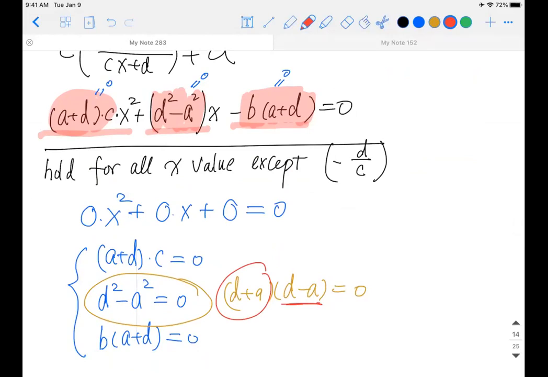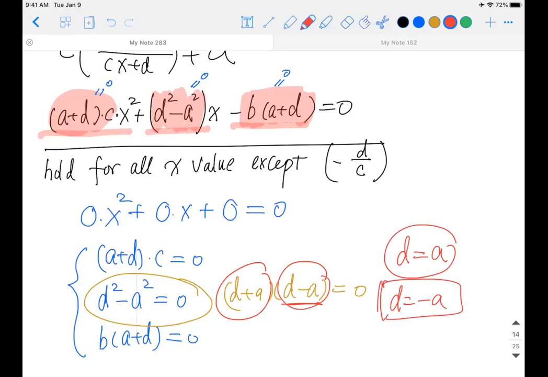But d minus a equals 0, meaning d equals a, is a very strong condition. You want to make sure d and a are always the same, right? So maybe you can go for d equals minus a. There are only two possible solutions, either d equals a or d equals minus a. Okay, no problem. Let's put it there. That's what we can get from here. Is there some other condition we have not used yet?